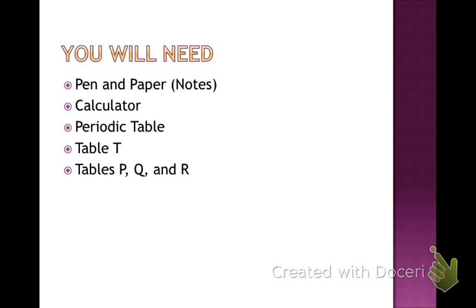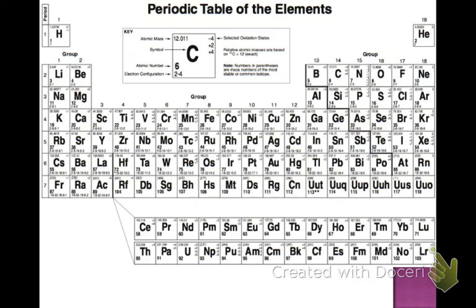So you will need your pen and paper for notes, a calculator, your periodic table, table T, and if you forget how to name things, tables P, Q, and R will help you out. For the periodic table, what we're looking for today is actually going to be the mass. So look at the key right up here and see where they give you the mass. Our masses are listed in the upper left-hand corner.